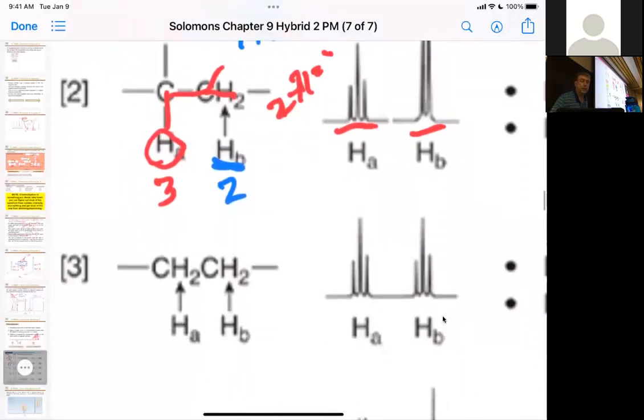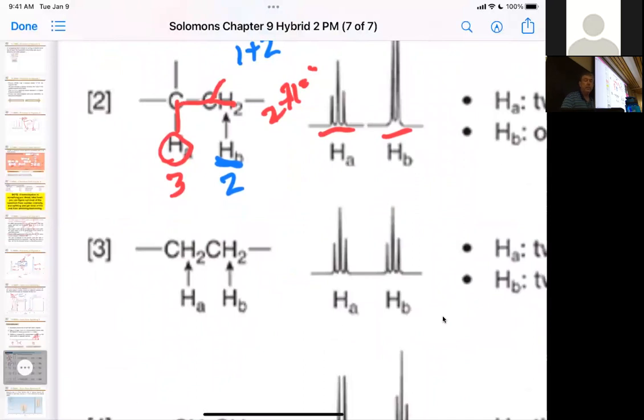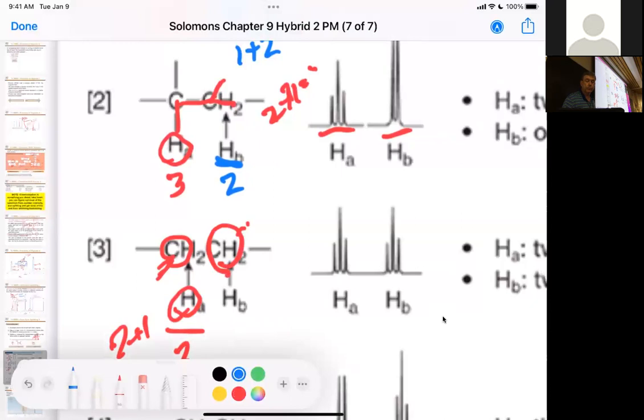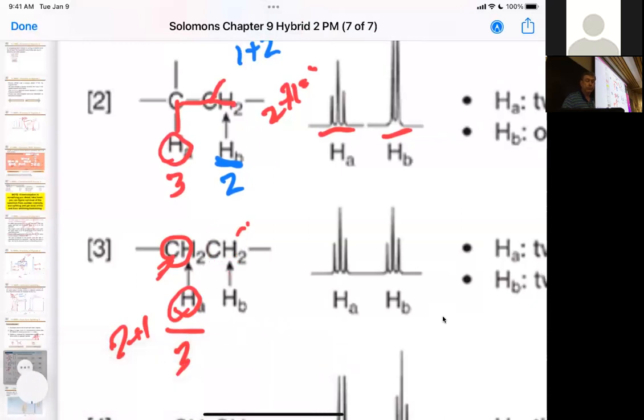Okay, so let's go to this one right here. So this is another very common one, right? Where on this side here, we have 2 hydrogens, but we're next to 2 hydrogens. So these are equivalent. So that's going to be 2 plus 1, which gives us 3. So we have a triplet. And the same thing is going to happen on the other side. So we have 1 peak here, but 2 hydrogens here. So we're going to have 3 peaks here. So we get a set of triplets.